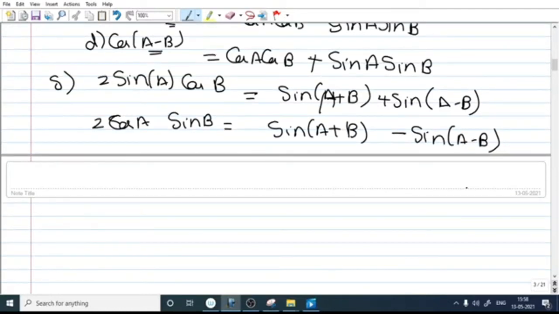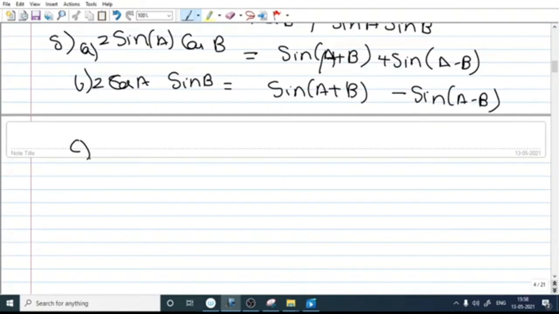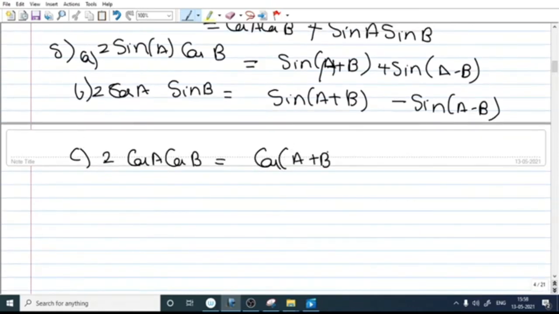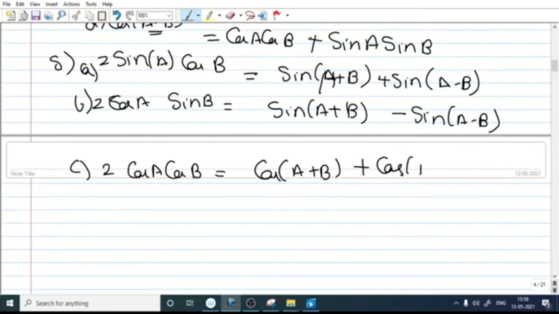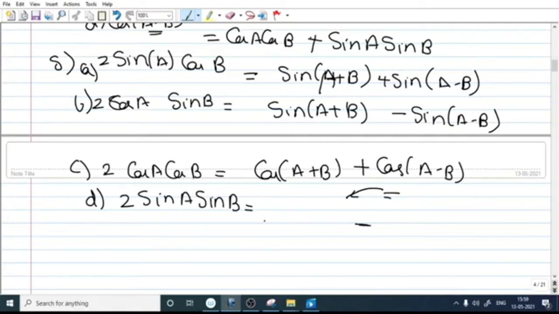Now let's move on to the third one. This was a1, this was b1, and now we are going to see c1. The c1 is 2 cos a cos b, which is cos(a plus b) plus cos(a minus b), right? Now the last one is the tricky one, so keep that in mind. For 2 sin a sin b, minus will come first, and in between a minus sign will be there. So cos(a minus b) will come first, then the minus sign, then cos(a plus b).